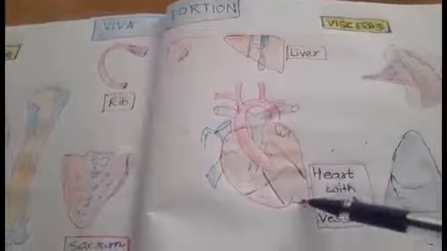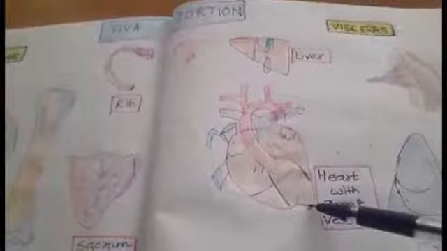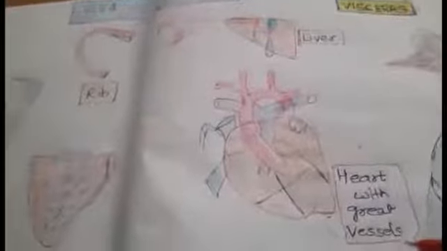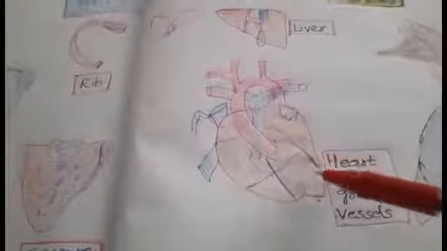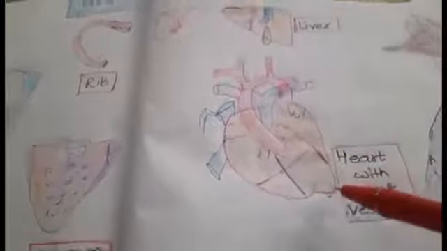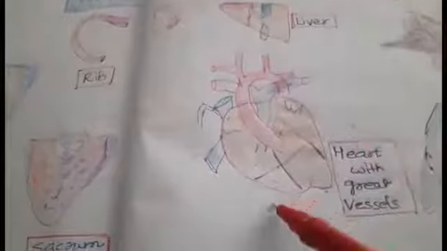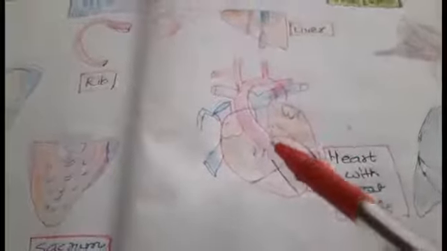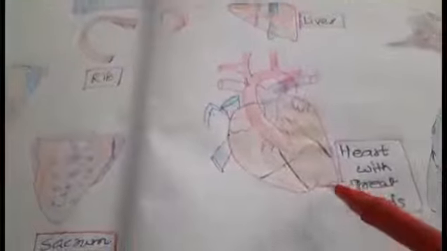The examiner will ask, what forms the apex of the heart? It is formed only by the left ventricle. What is apex beat? Apex beat is the maximum cardiac impulse, which is felt 9 centimeter lateral to the mid-sternal line, just medial to the mid-clavicular line.